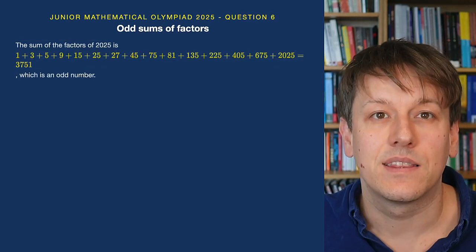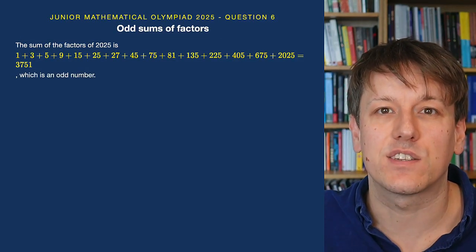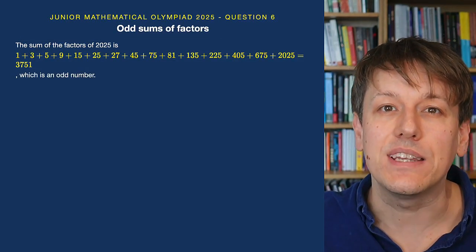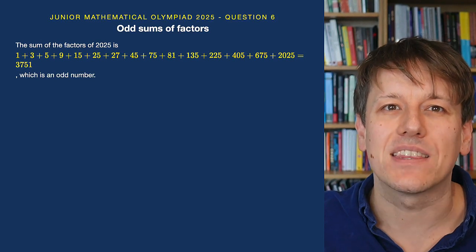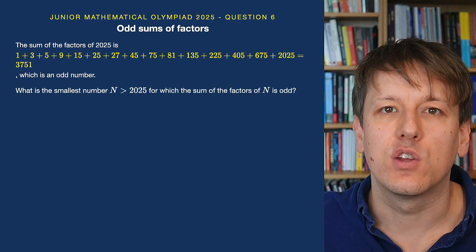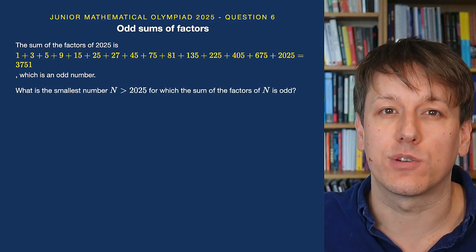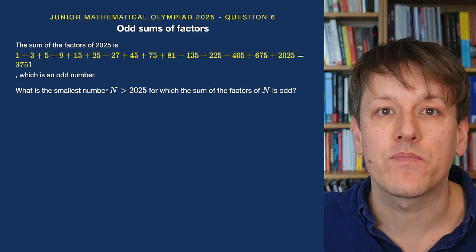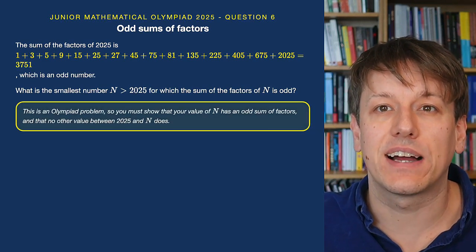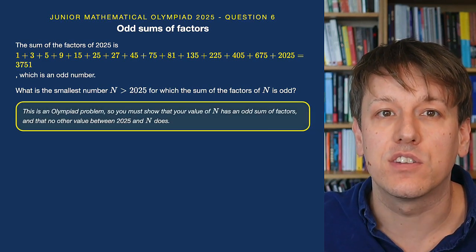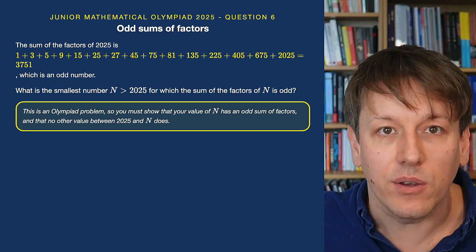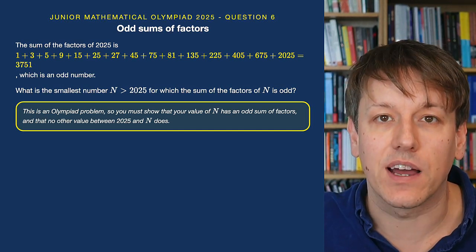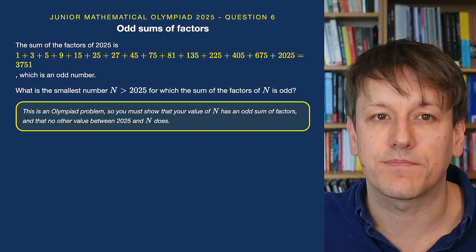This question tells us that the sum of the factors of 2025 is odd, and we need to find the smallest number n that's greater than 2025, whose factor sum is also odd. And because this is an Olympiad problem, we must show 2 things: that our value of n works, and that no other smaller value, i.e. between 2025 and n, works.